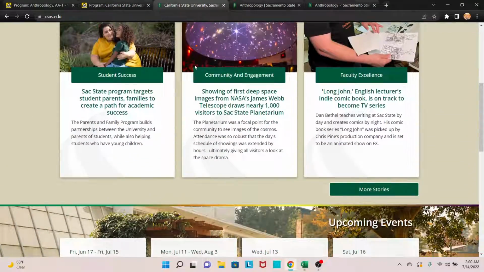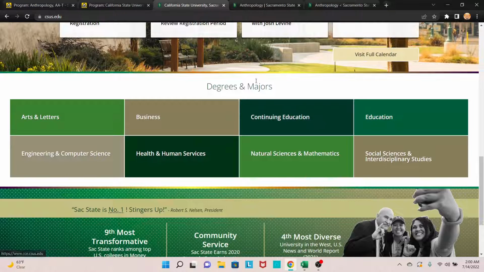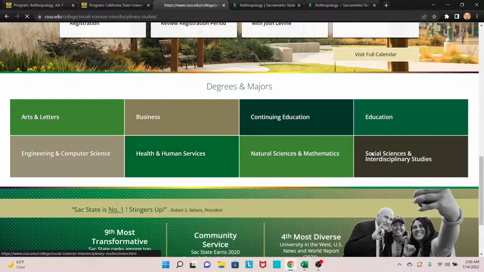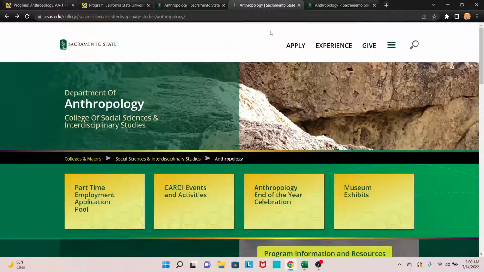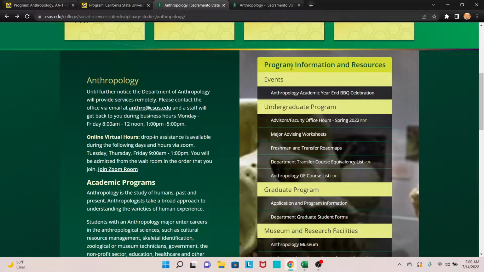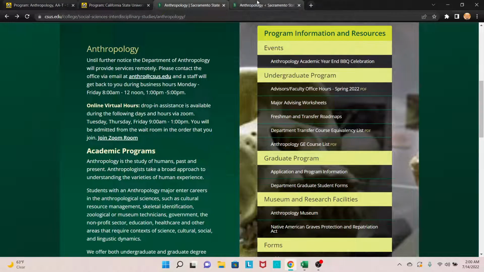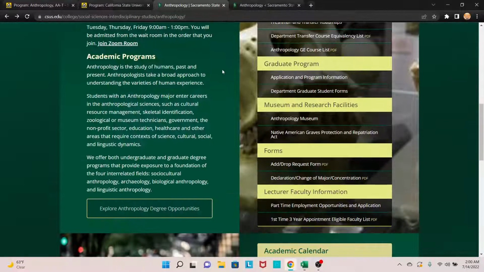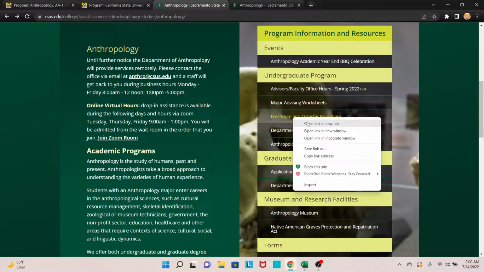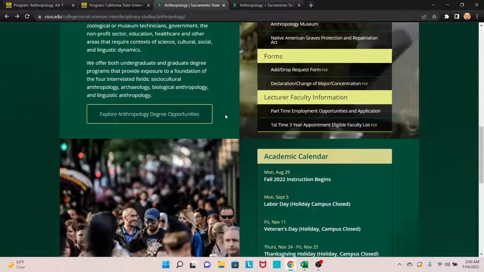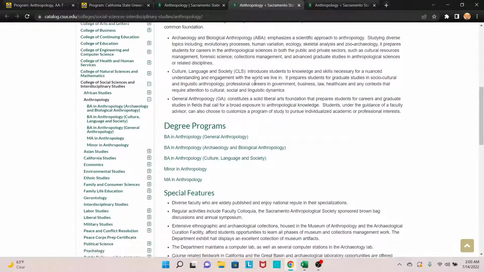So if we go to Sac State, go on their website, we can find social sciences and interdisciplinary studies. Scroll through the Anthro department, and we'd eventually find ourselves here. And then we can go through and find all this information here. So this is the degree, which can be found through, I forget which one it was exactly. I think it was the freshman and transfer roadmaps, or this one, explore degree opportunities. Yep. And then you can see the degrees here.